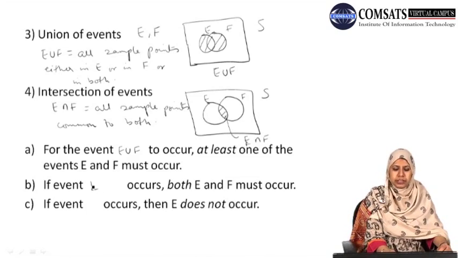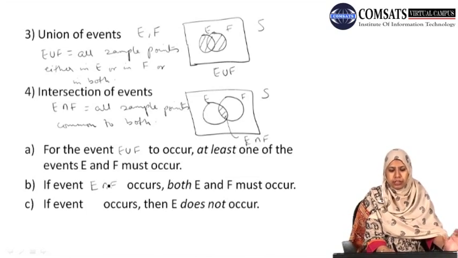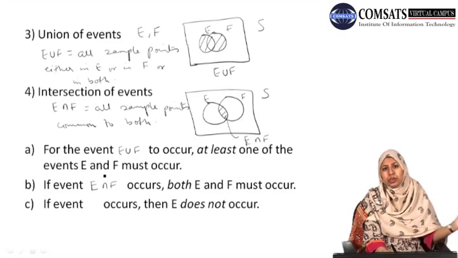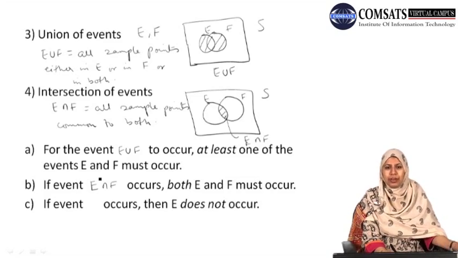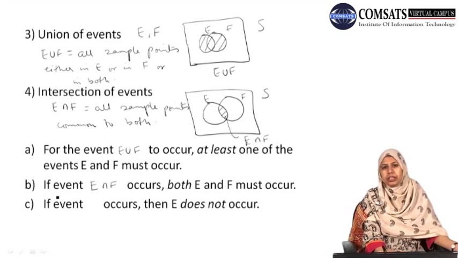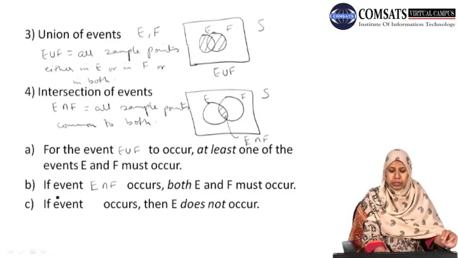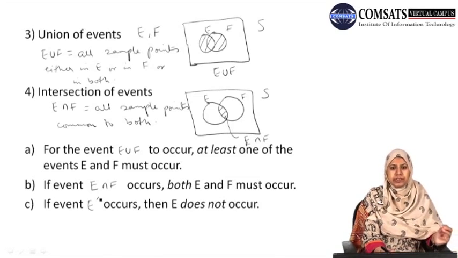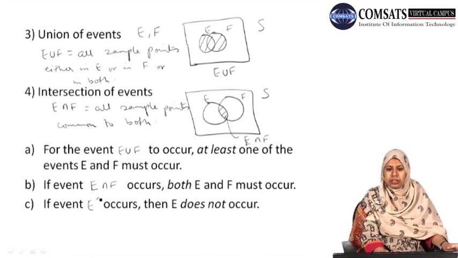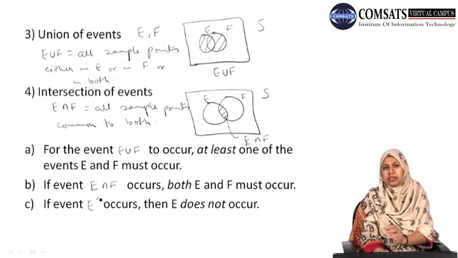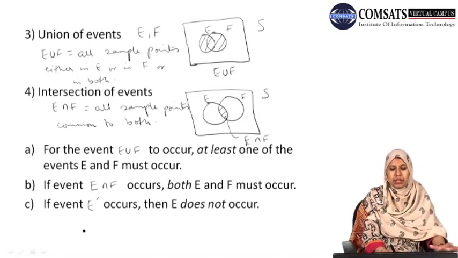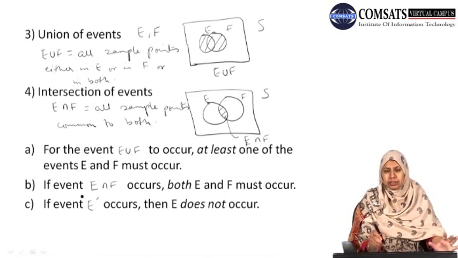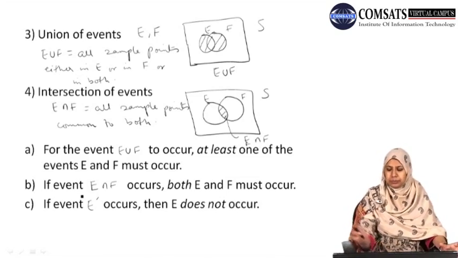In case of the intersection of two events E and F to occur, both of the events must occur. If one of them occurs and the second one does not, we cannot take the intersection, that is, we cannot take the common points. And if the event E complement occurs, it means that the event E does not occur. That is, either the event E complement will occur or the event E will occur. So if the complement of an event occurs, that particular event will not occur.